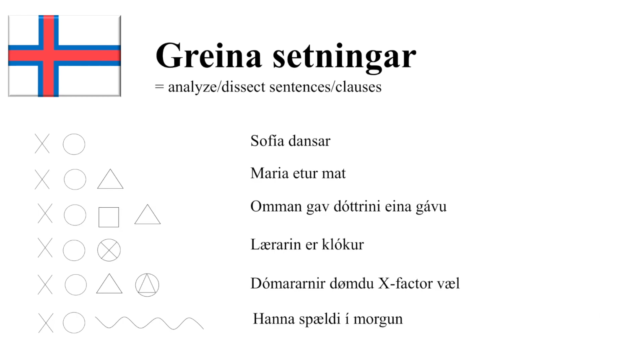So here we have some simple clauses that we are going to greina or analyze or dissect, or however you say that in English. I put the symbols in a way to show the most common simple clauses that you can find. So the simplest of the simplest is just Sofia dansar. Sofia is dancing. Just grundlier and umsögn. And then if you add ávirki, Maria äter mat, Maria is eating food. Then you have grundli, umsögn, and ávirki.